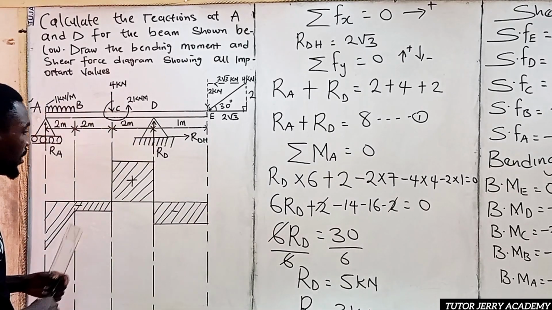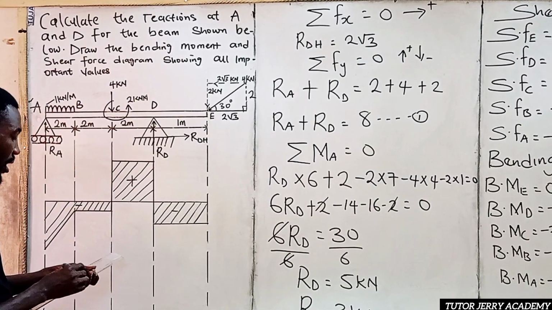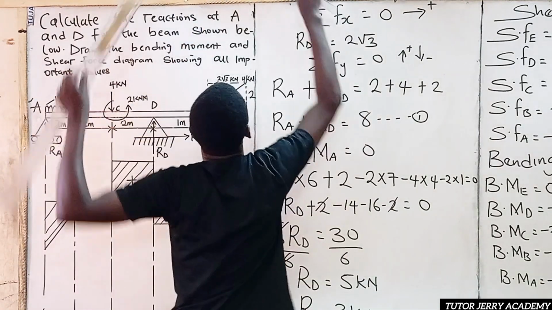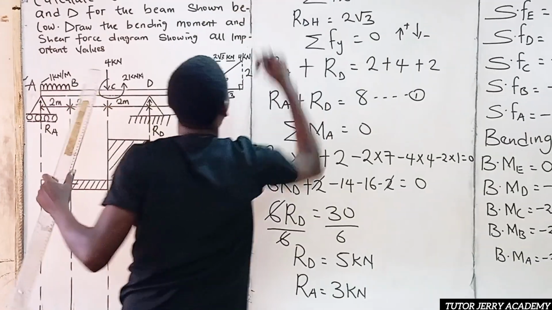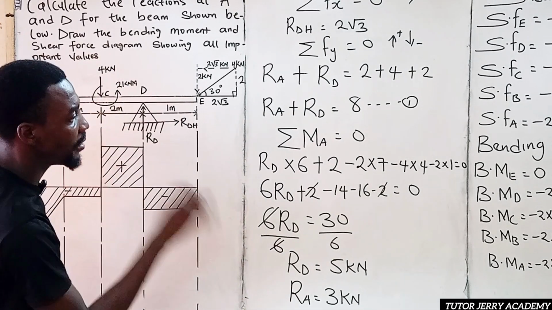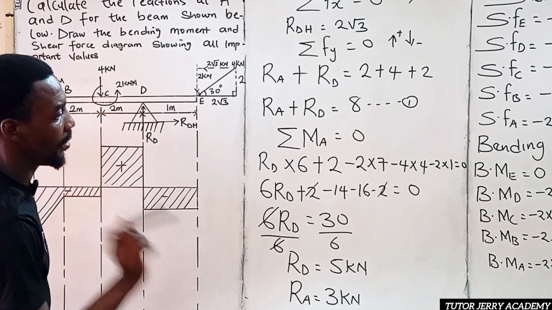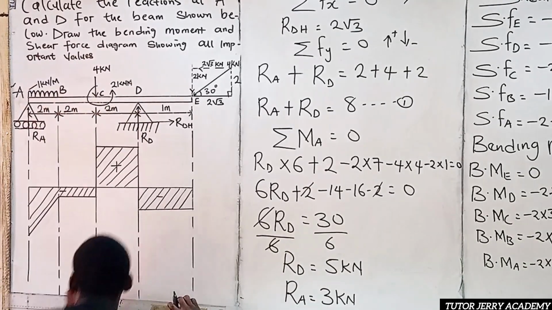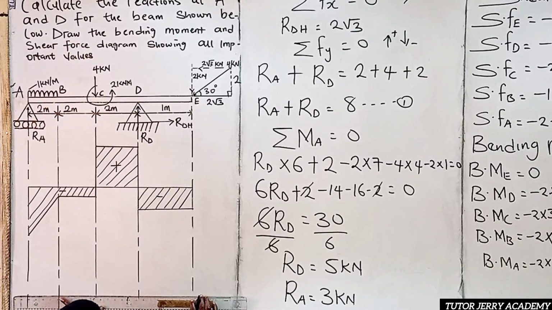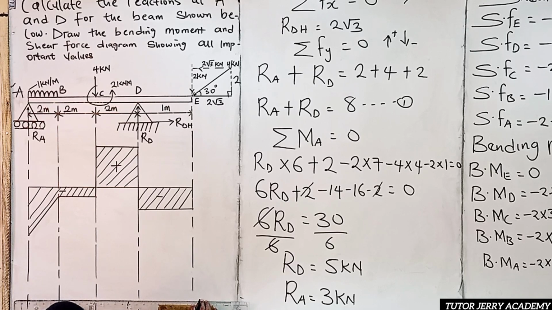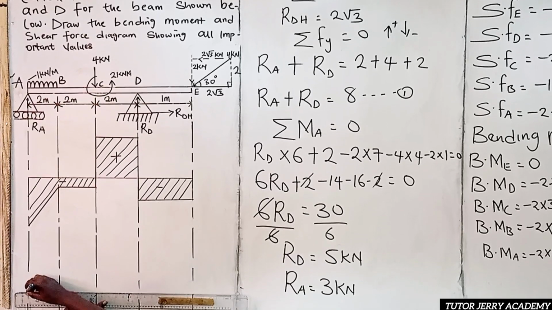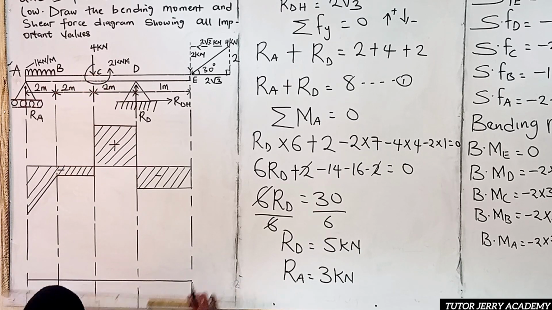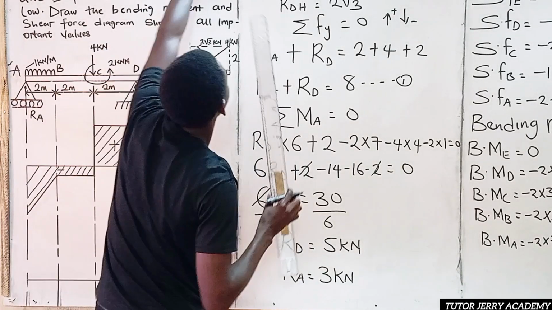All right, so that is what we have. Now the next one is our bending moment diagram. So let's draw the reference line for our bending moment. All right. So our bending moment, we have -2, we have 4, and then, okay. All right. So that's what we have.